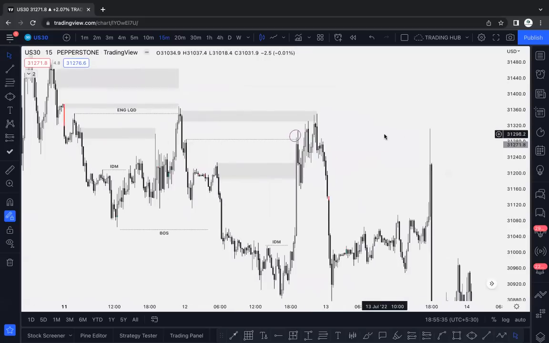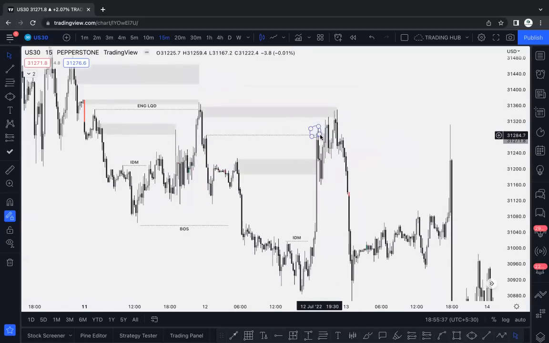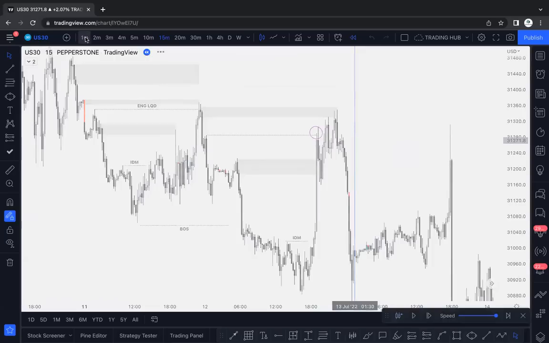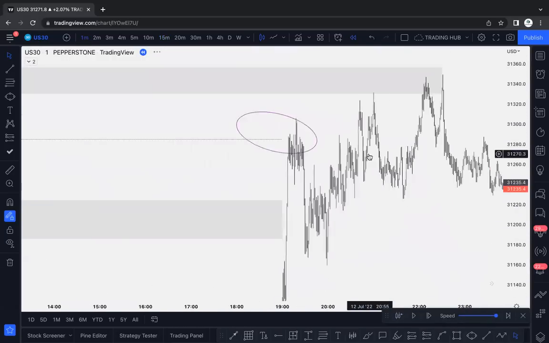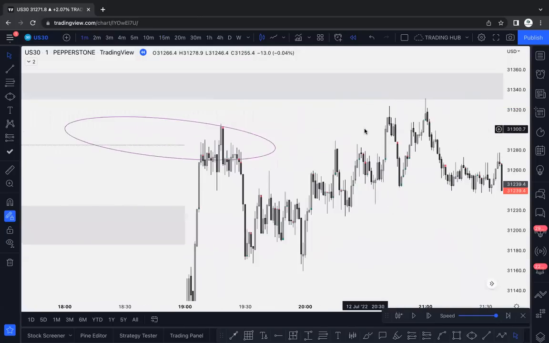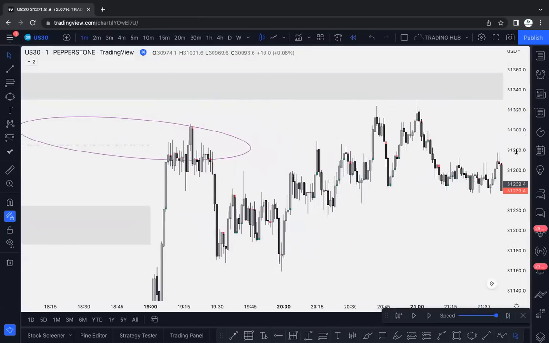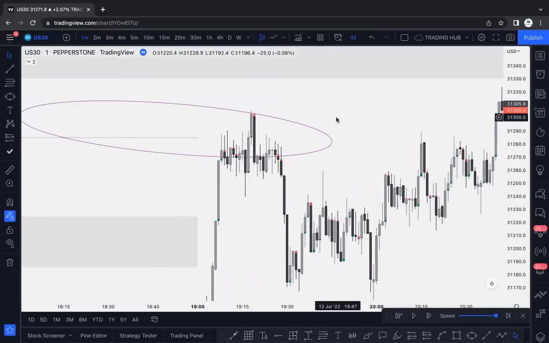Can you go down on the 1 minute? I want to see how that looks. At this point? Yes. Okay. And that's why he was saying the 1 minute might not make the structure.